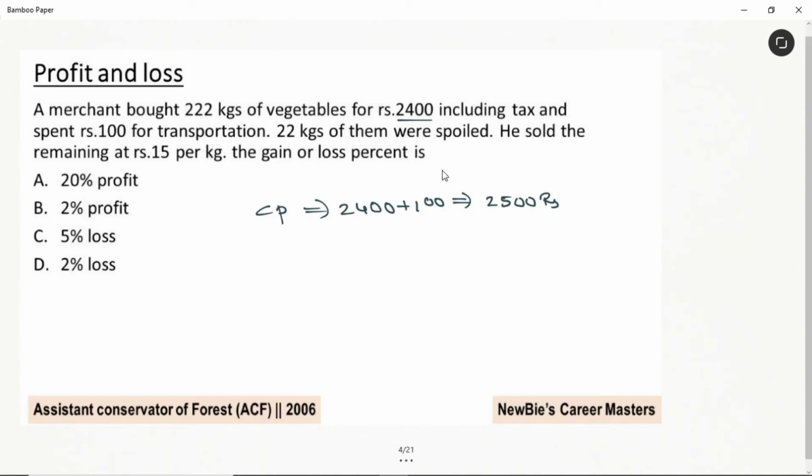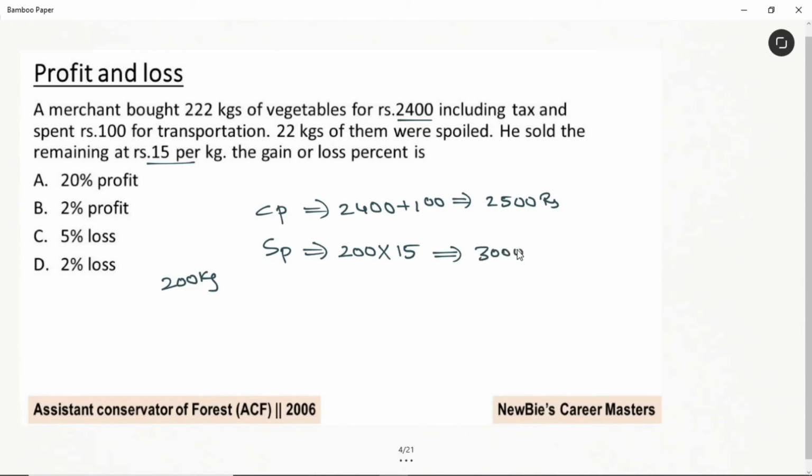Okay, next 22 kgs of them were spoiled. Then he is left with only 200 kgs of vegetables. What he is doing is selling this for 15 per kg. So he is left with 200 kg. Then total selling price is selling price 200 kgs. Each kg is for 15 rupees.